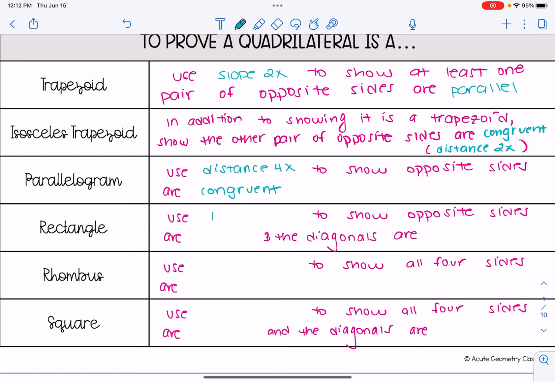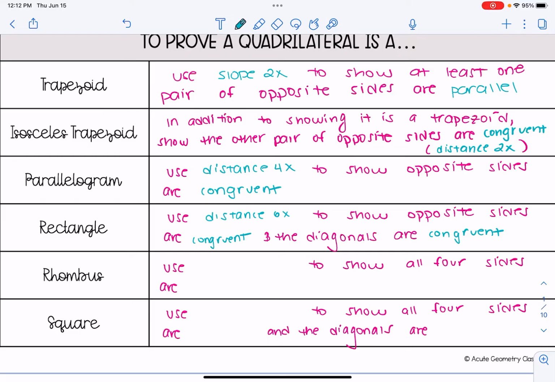For a rectangle, we are going to use the distance formula 6 times. We want to show the opposite sides are congruent, but that won't be enough to make it a rectangle. That will make it a parallelogram as we just talked about. So now we also have to show the diagonals are congruent.